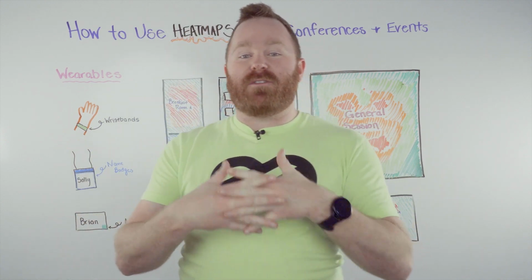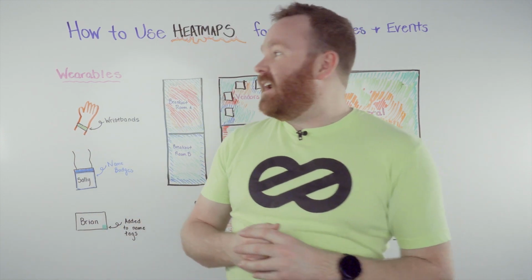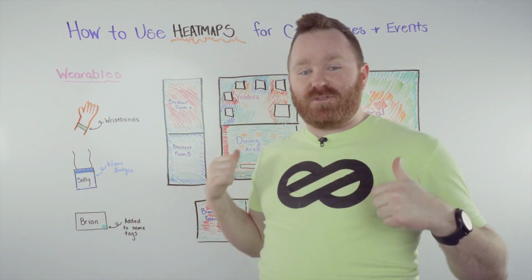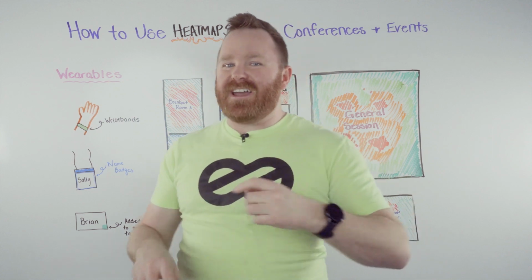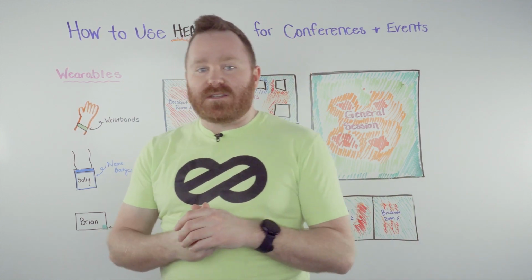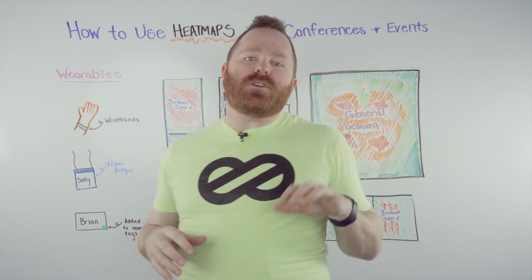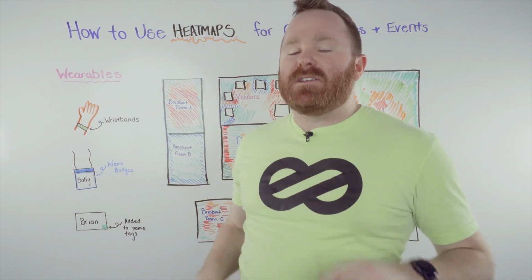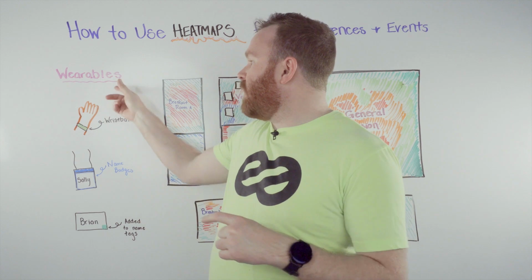Also combining one of my other favorite trends, which is wearables and events. We're going to talk a little bit about wearables and how they can use heat maps to better make decisions and to help you plan better on the fly and make constant adaptations and changes to your events as you go along. So in order to do these heat maps, you can do them manually if you want to, but that's a lot of work. So we're going to talk about how we can use a piece of technology known as wearables.